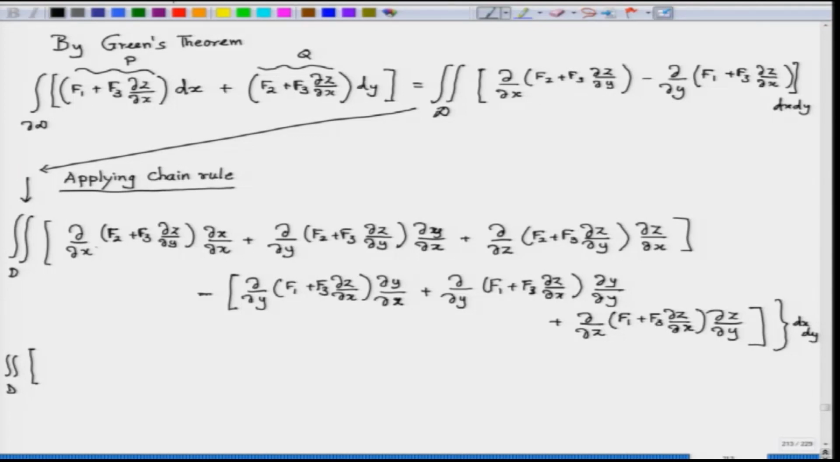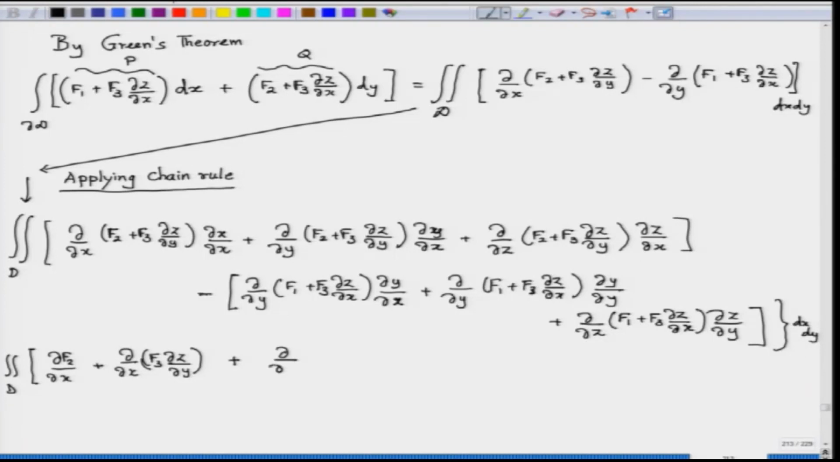So del x of f2: del f2 del x into del x del x. So I have del f2 del x plus del x of f3 into del z del y into del x del x. So it is 1 plus this part, del y del x is 0, because y is not represented by x; y and x are independent of each other. So now it remains del z.